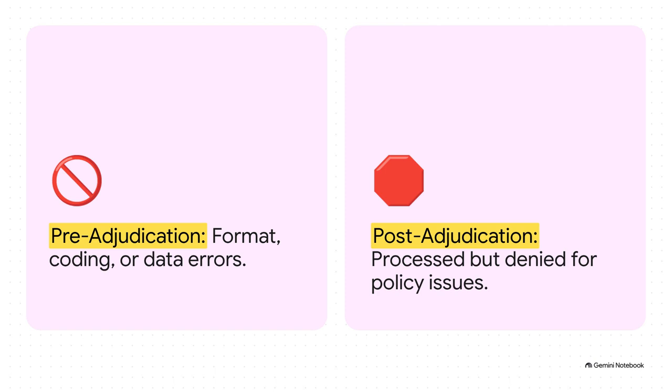Easy. A denial, on the other hand, like our CO150, happens post-adjudication. The claim successfully went through, the payer actually reviewed it against their medical policies, and they officially denied it. That's a fundamentally different, much more complex clinical and administrative battle.